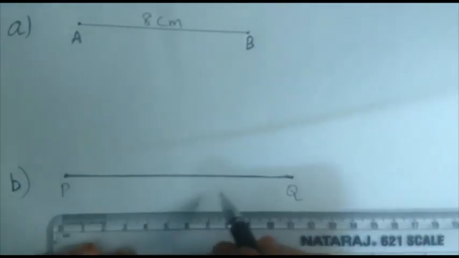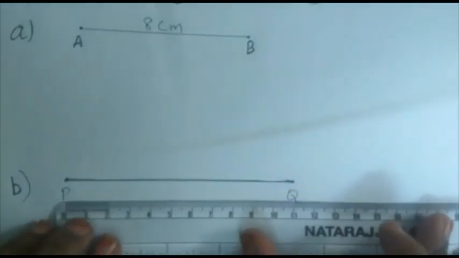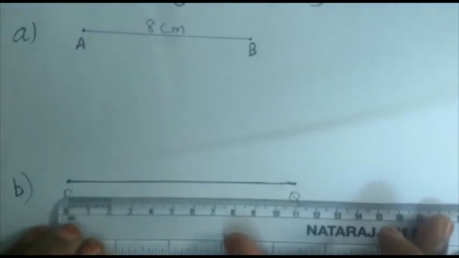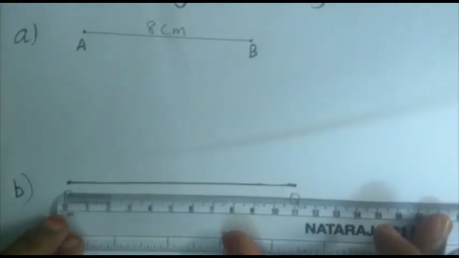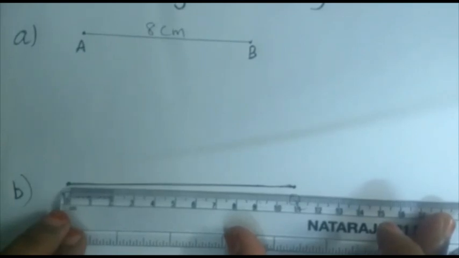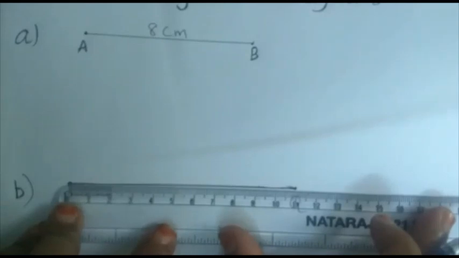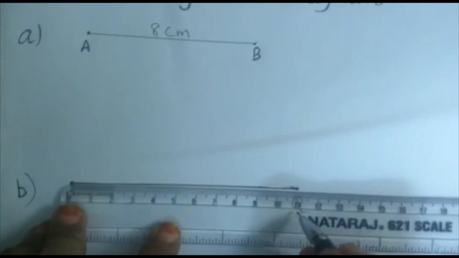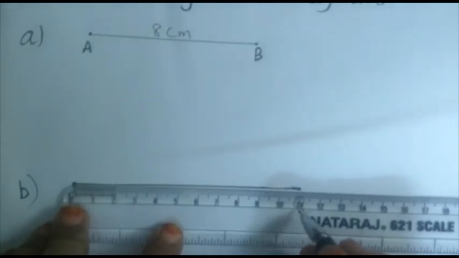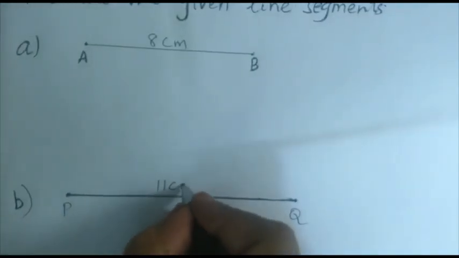Now let us measure one more line segment. This is line segment PQ. Now you tell me the steps, children. You're right. First, the 0 on the ruler should coincide with the starting point of the line segment, that is P. Now let us see where the point Q, or the ending point of the line segment, is coinciding. What is the number here, children? You're right, it is 11. So the length of the line segment PQ measures how much? It is 11 centimeters.